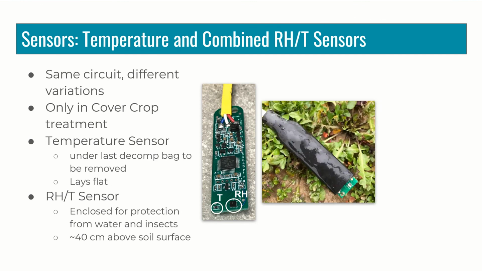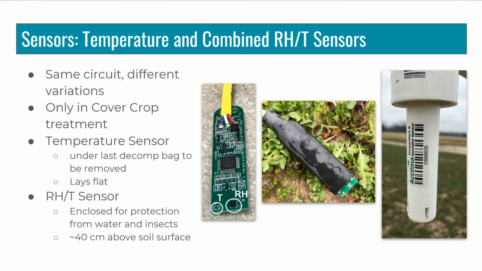The temperature sensor is protected by thick insulation and the circuit board is protected by a thin acrylic coating. Its flat design makes it easy to place under a residue bag. The combination humidity temperature sensor comes enclosed in a vented PVC tube that protects it from water and insects.